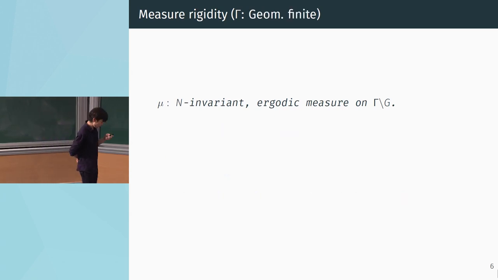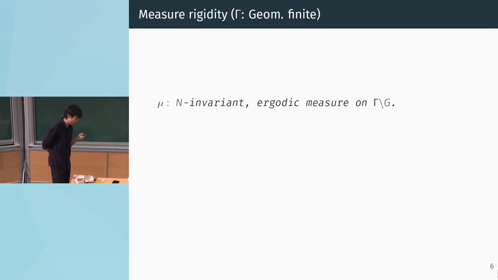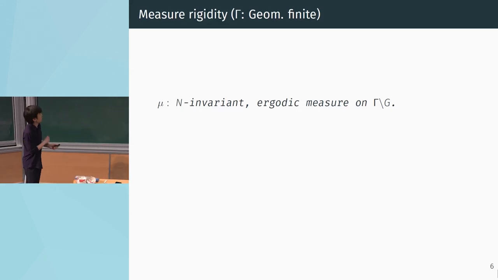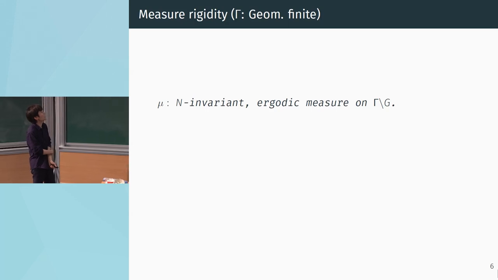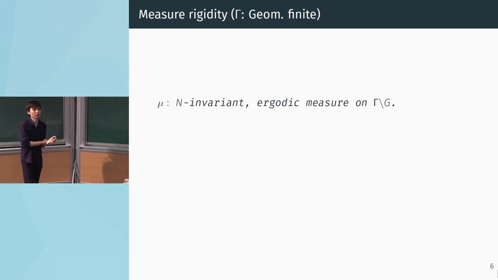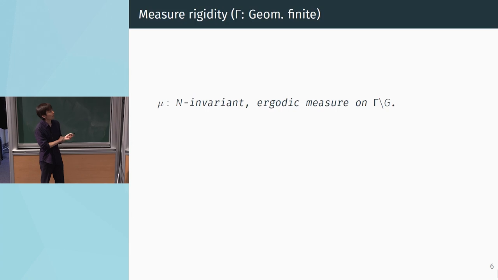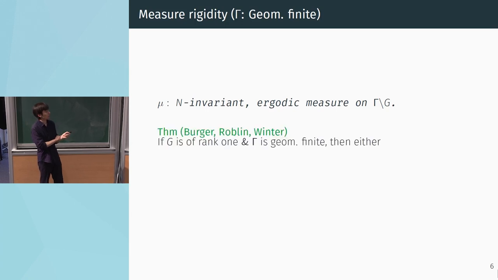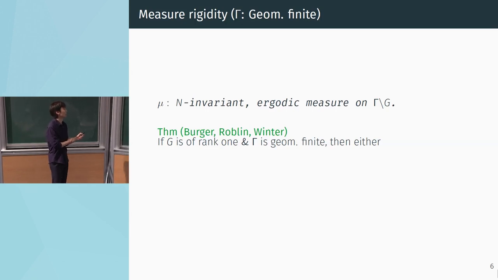So now we have some understanding of the lattice case. The next question is, what can you say when this gamma is an infinite covolume subgroup? Now I assume that your gamma is a geometrically finite subgroup of a rank 1 group, and that your measure is N invariant ergodic. Then in the case when gamma is geometrically finite, you also have a full classification. Let me just read the theorem. This is due to Bernoulli, Roblin and Winter in increasing generality.